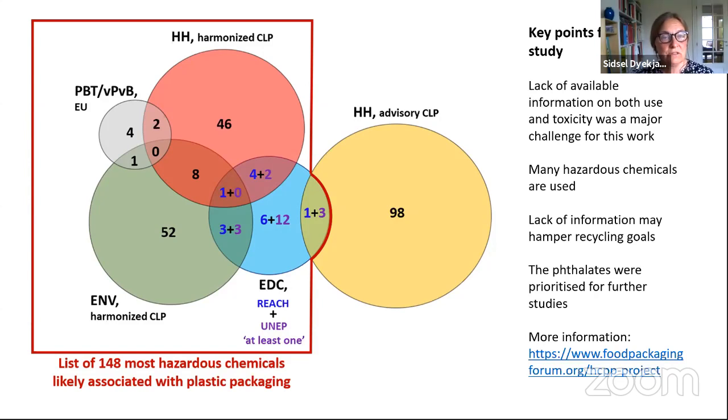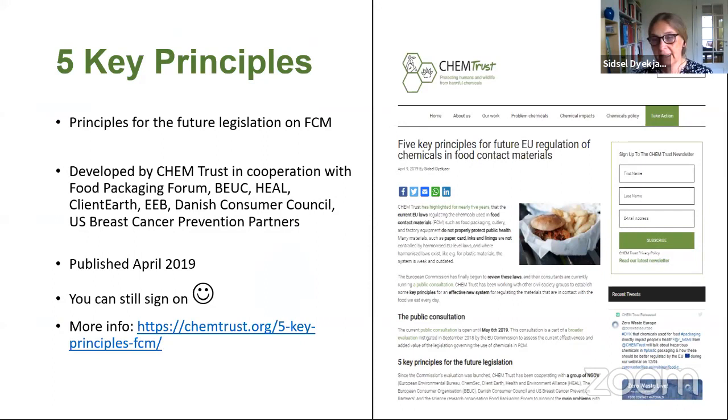And now, just to finish my talk, I will go back again to the food contact materials. I'd like to just finish by presenting five key principles that were developed by a group of NGOs last year. It was ChemTrust together with six other NGOs and Food Packaging Forum. We developed five key principles, or you could say five top priorities for the future legislation on FCM.